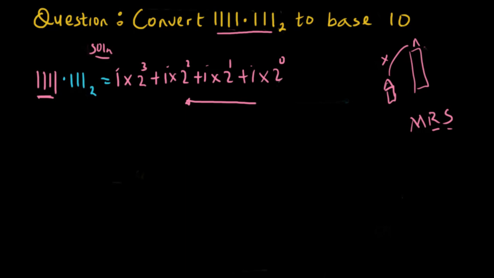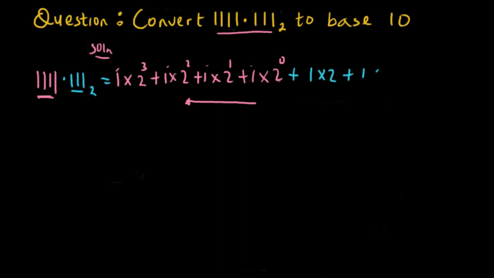Now let's do the fractional part. So we have plus. How many ones do we have? 3 ones. So we have 1 times 2 plus 1 times 2 plus 1 times 2. Now we have to rank also, but we are ranking from left to right. Does this make sense? And then we are starting from minus 1. So we have minus 1, minus 2, minus 3.